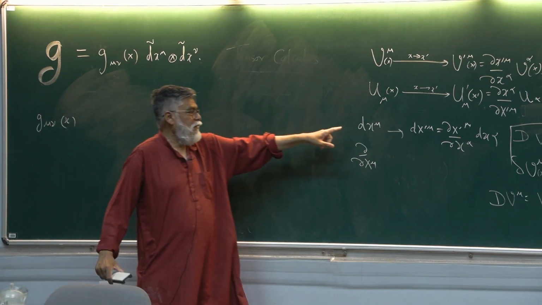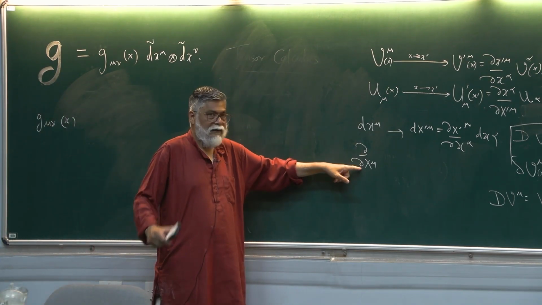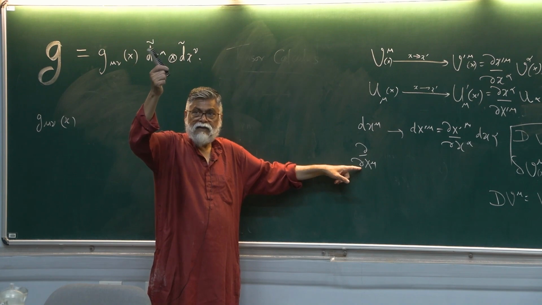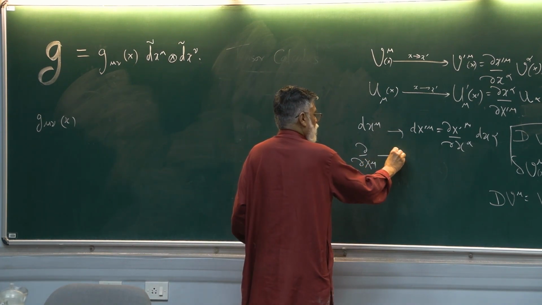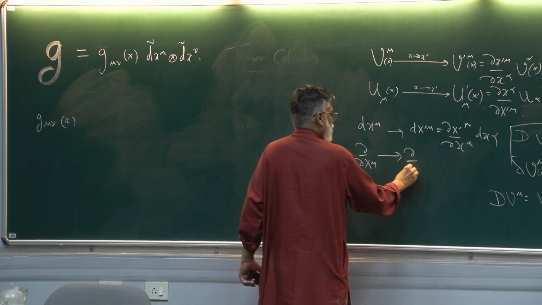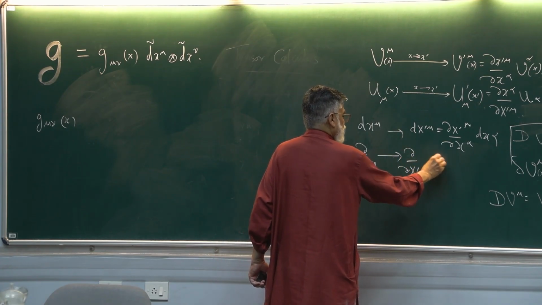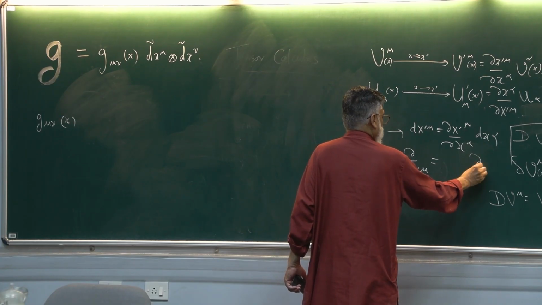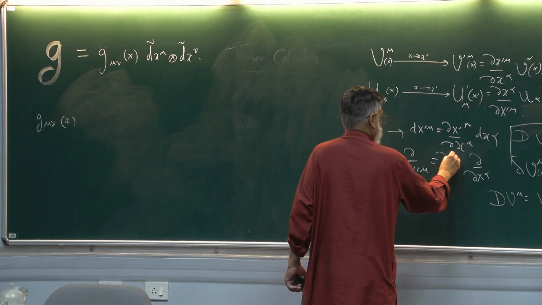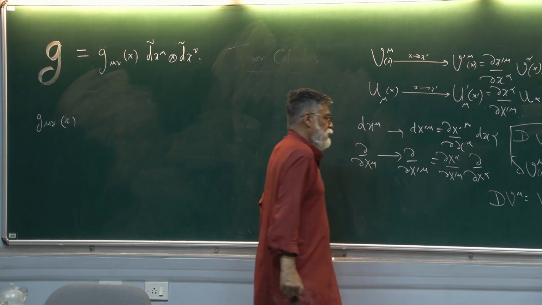This is not a one form, it is dx mu. This is not a vector, it is derivative with respect to coordinates, okay? This transforms like a covariant vector because del by del x prime mu, by definition with partial derivatives, follows the chain rule of partial derivative.